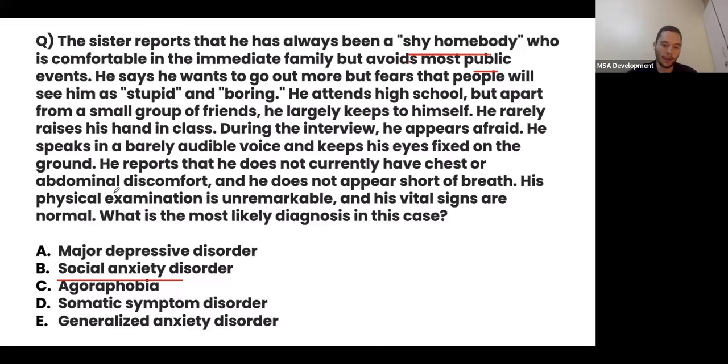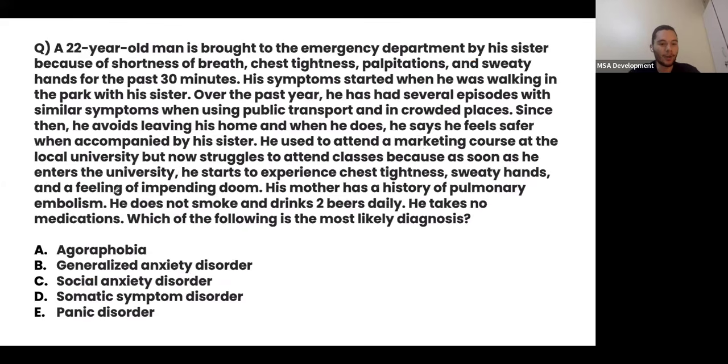Right, next question. Now, this one is a complete question. A 22-year-old man is brought to the emergency department by his sister because of shortness of breath, chest tightness, palpitations, and sweaty hands for the past 30 minutes. His symptoms started when he was walking in the park with his sister.